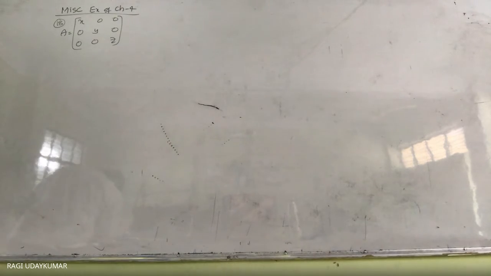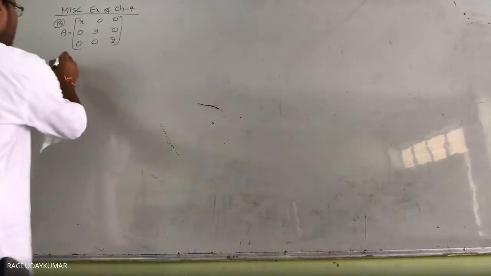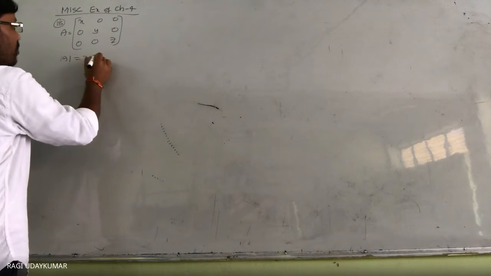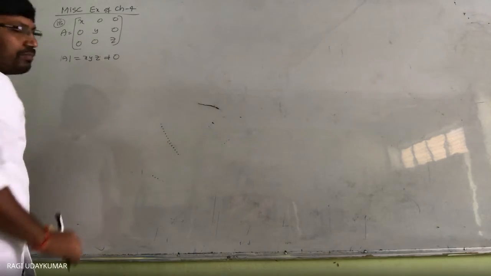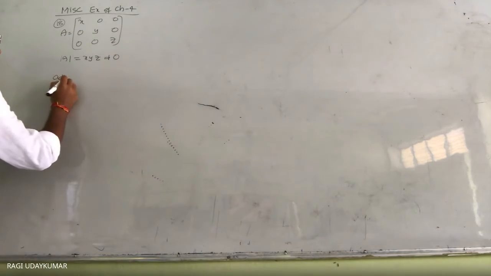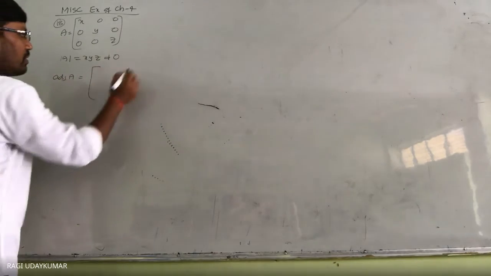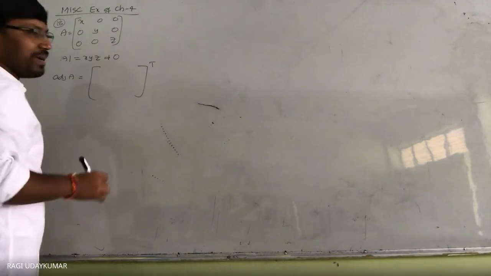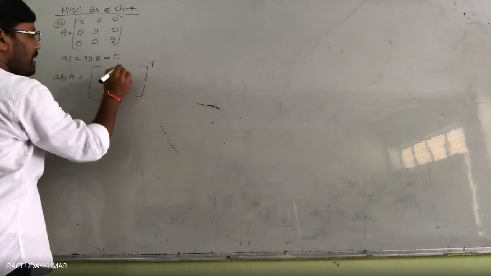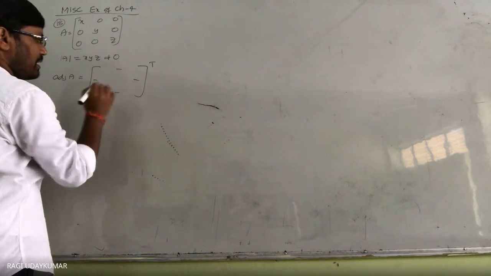What is its inverse is the question. So first, determinant of A. What is determinant of A? xyz, which is not equal to 0. And adjoint of A. Adjoint of A is equal to the transpose of the matrix obtained by replacing the elements with its cofactors.